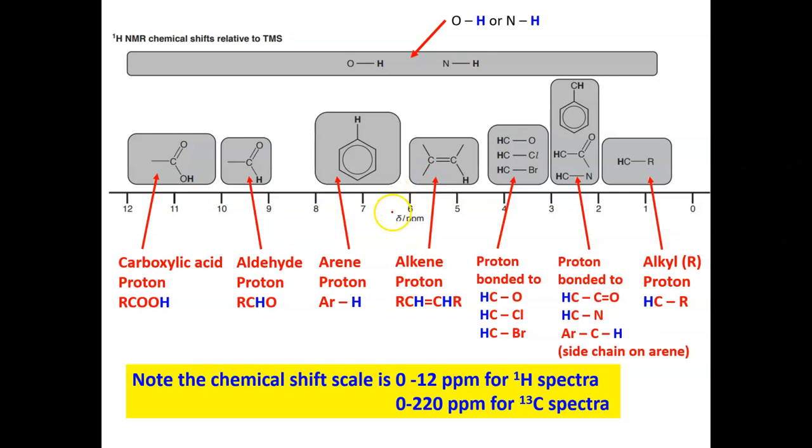Here we move further downfield again, to somewhere between about 6 and 8. They tend to be centered around about 7.3. These are arene protons. The illustration here shows you a hydrogen that's directly bonded to a benzene carbon. And of course, if you had just benzene, then you'd have 6 of these arene H's.